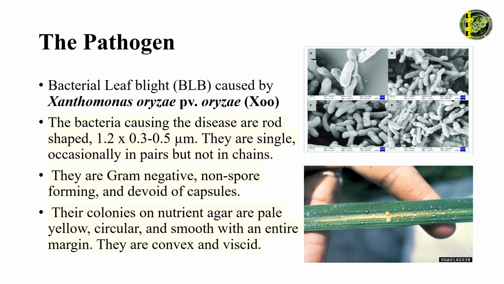They are gram-negative, non-spore-forming, devoid of capsules, and form pale yellow circular smooth colonies with an entire margin when grown artificially on nutrient agar media in laboratories.